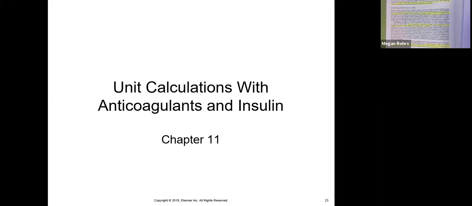Chapter 11 discusses calculations with anticoagulants and insulin. Anticoagulants are blood thinners, and insulin is taken by diabetics to help regulate blood sugar in the body. Both of these types of drugs are on what we call the high alert list of medications, just because there are a lot of different types of anticoagulants and insulin, and they have to be given correctly, or detrimental effects could occur.